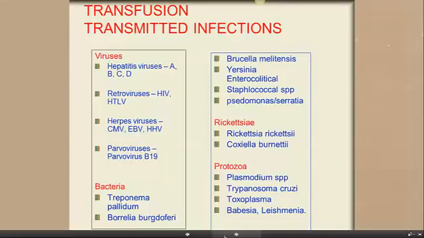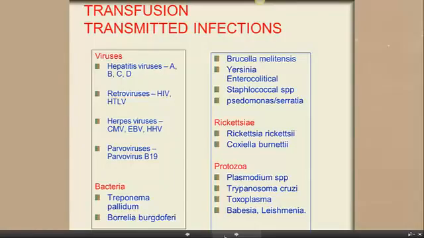For viruses, we have various viruses such as hepatitis virus, retrovirus such as HIV, herpes virus such as CMV, cytomegalovirus, parvovirus B19. For bacteria, we have Treponema pallidum, Borrelia burgdorferi, Brucella, Yersinia, Staph, and also Pseudomonas. We also have rickettsia and also protozoa. So there are many emerging diseases that we're not sure whether it can be transmitted through transfusion or not. That's why before we decide to transfuse a patient, all the complications need to be considered.